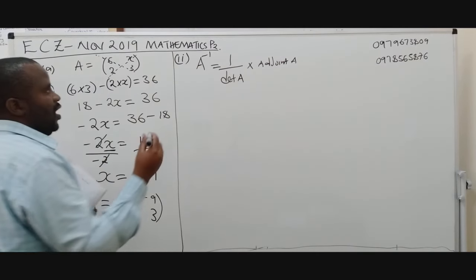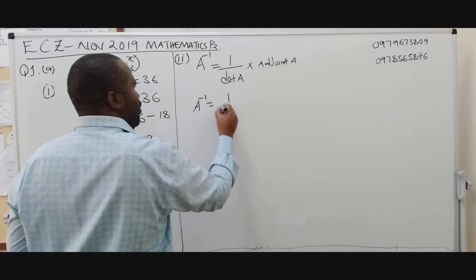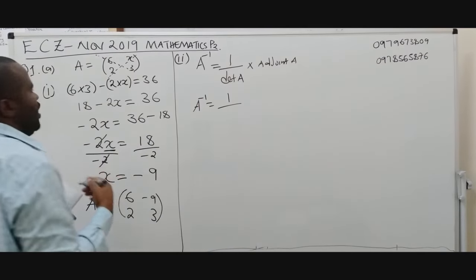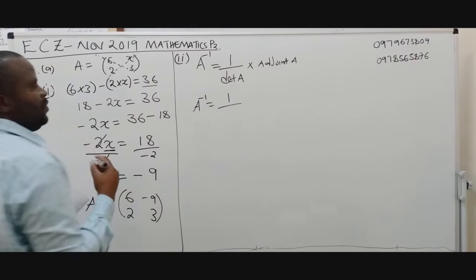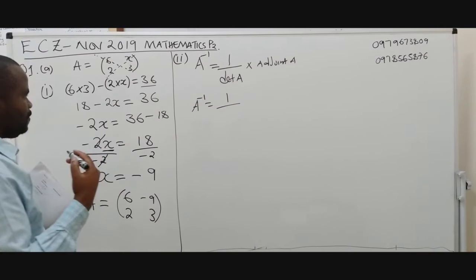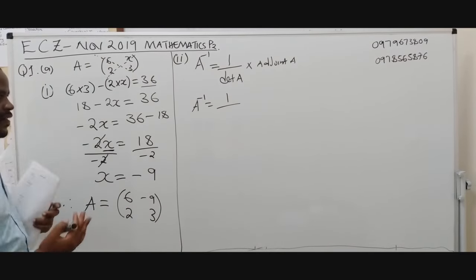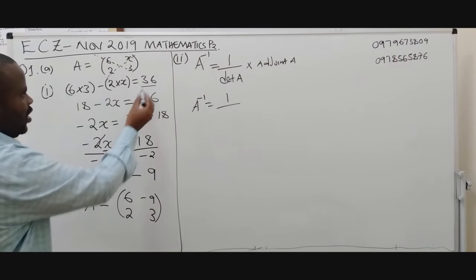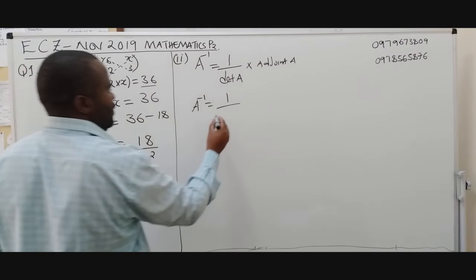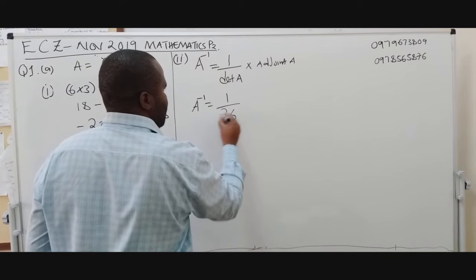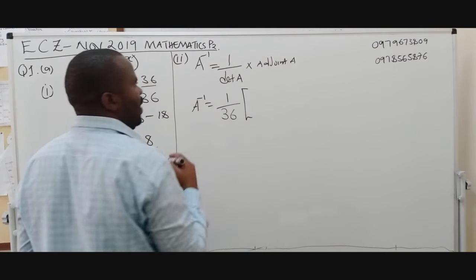So you are going to say the inverse of A is equal to 1 over the determinant of A. The determinant of A, take note, is 36 because we are already told in the question. Don't make a mistake to use negative 9. In most cases, students make a mistake. Instead of putting this, they write that. So here, our determinant is 36. So I'll say 36, open the bracket, by that, we are multiplying here.